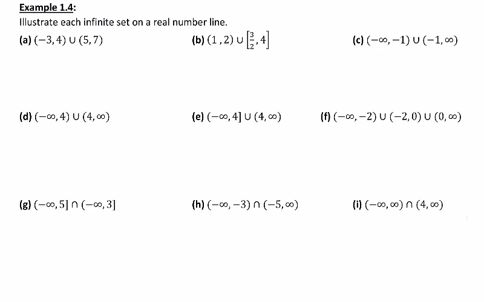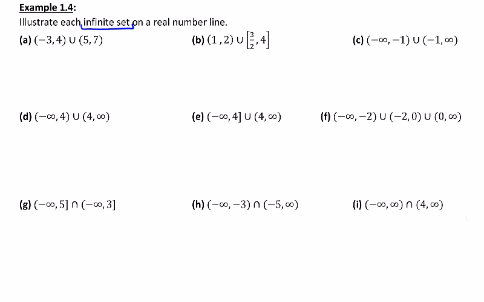Example 1.4 is going to continue to look at the union and intersection operations with sets. But here we're going to be looking at infinite sets. With infinite sets, the best way to illustrate what's taking place is to use a number line. With the number line, we're going to illustrate each infinite set individually and then assess what the operation does to these two sets.